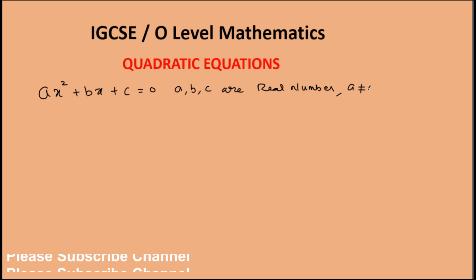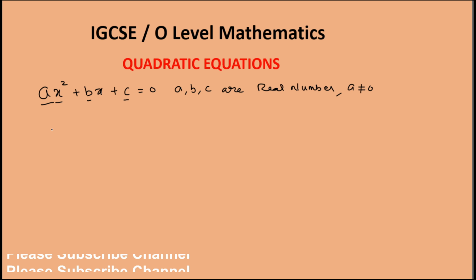Why? Because if a became 0, the term x square would become 0, so that is not a quadratic equation. A quadratic equation has the highest degree of the variable equal to 2, so ax square should be there. We can make b or c 0, but a we cannot. So ax square plus bx plus c is equal to 0 is the standard form of the quadratic equation.